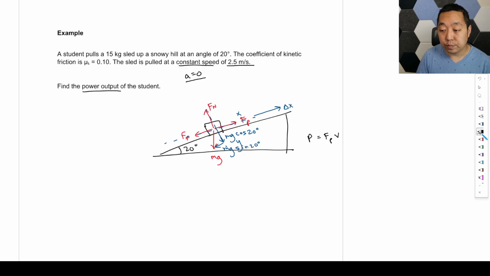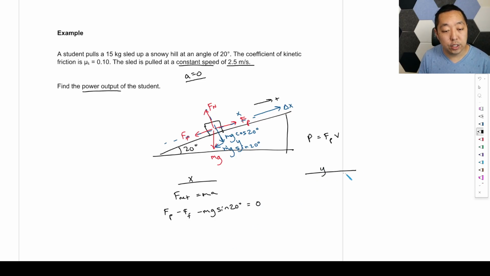Okay. So now let's do x direction F net equals ma. So x direction F net equals ma, which is 0. We'll say up the ramp is positive. We have the pulling force up the ramp. We have frictional force down the ramp. And mg sine 20 degrees is pointing down the ramp. So that equals 0.